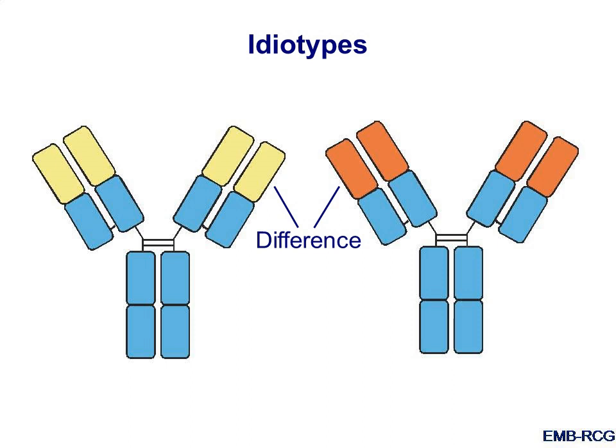So each of these variable regions, the antigen recognition sites, constitutes an idiotype. So we have two different idiotypes here. We have hundreds of thousands of antibody molecules having different antigen recognition sites, different antigen recognition structures. So each of them is known as an idiotype.